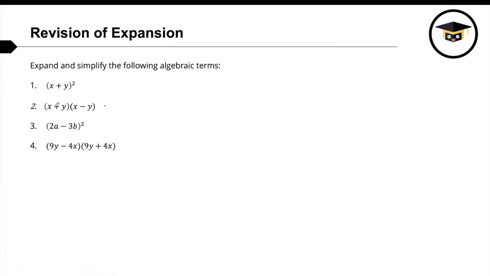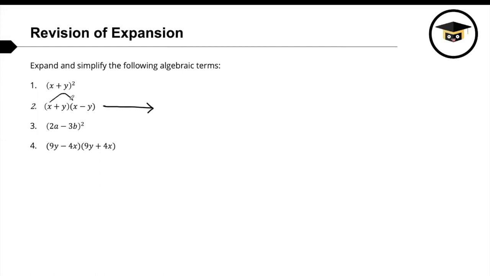So question 2, we have x plus y times x minus y. Now, hopefully you can remember this is actually just the difference of squares formula, and it's just going to equal x squared minus y squared. But for those of you who are unfamiliar with this, let's just quickly expand it out the long way. So once again, we want every combination possible.